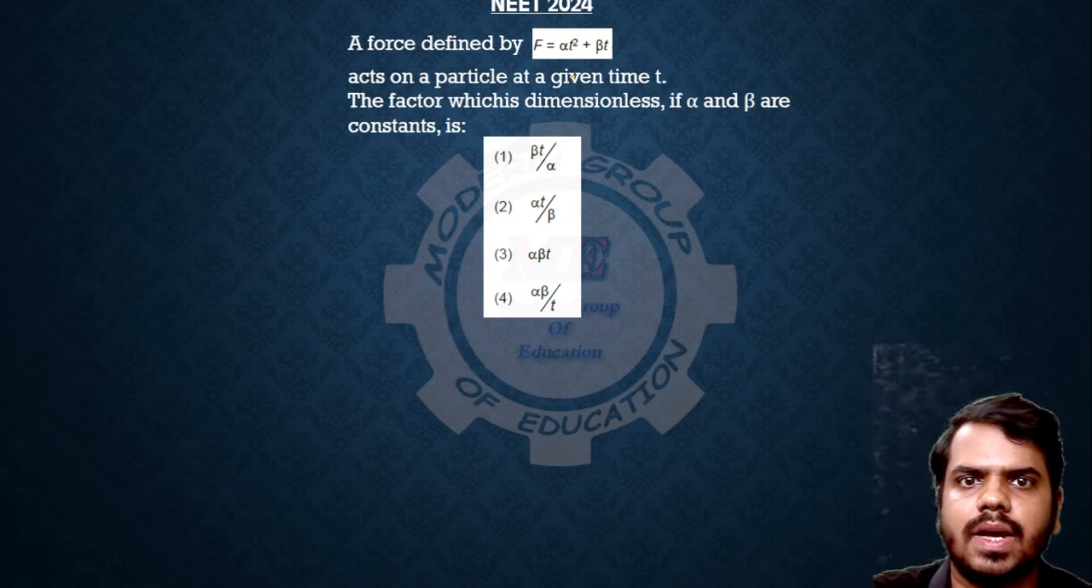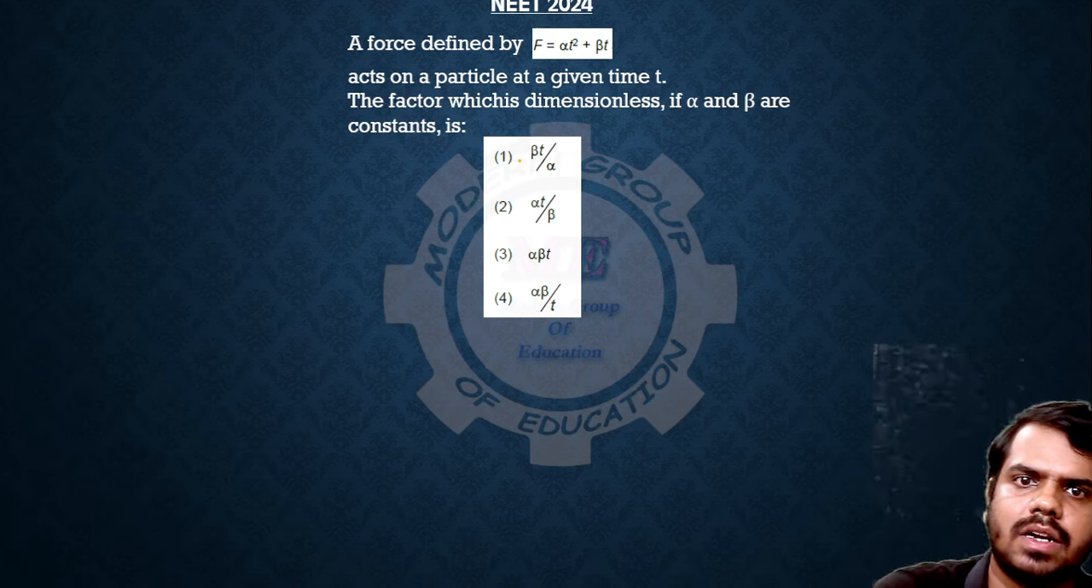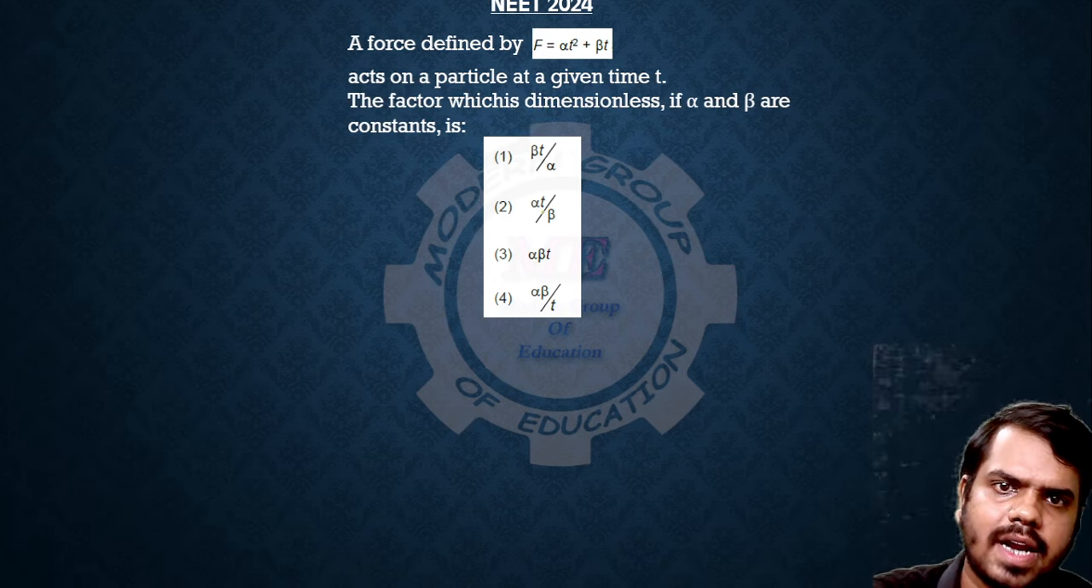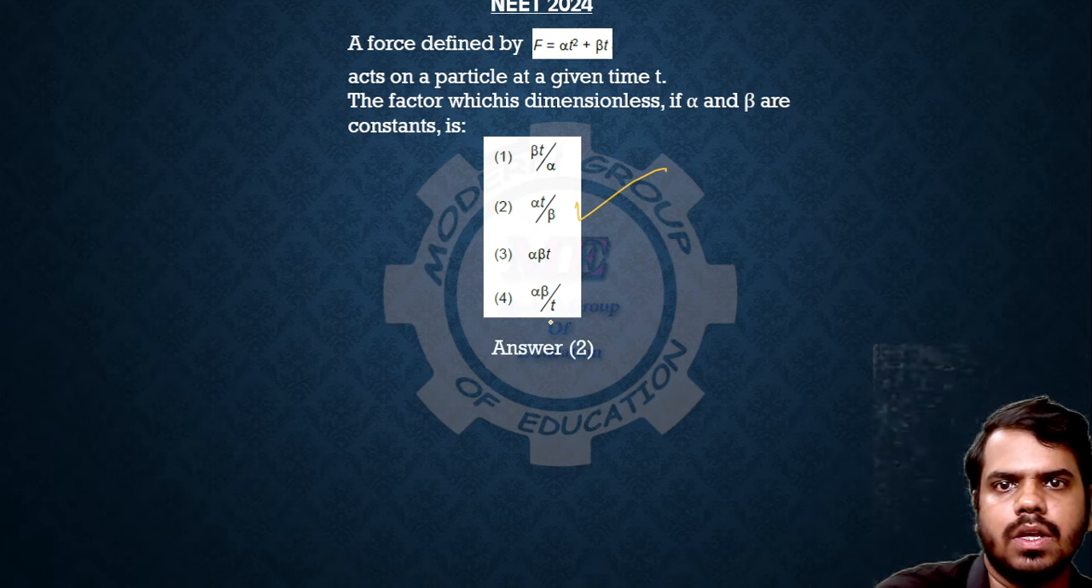A force defined by F equal to alpha t square plus beta t acts on a particle for a given time. Which factor is dimensionless? The direct answer is alpha t by beta. Option 2 is correct.